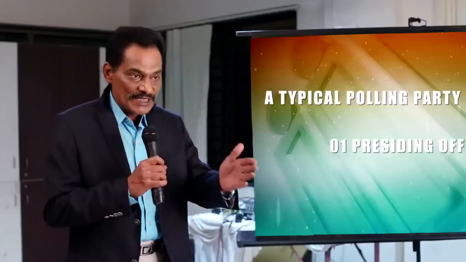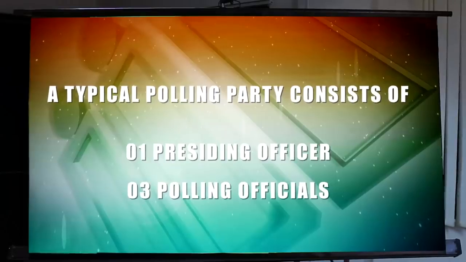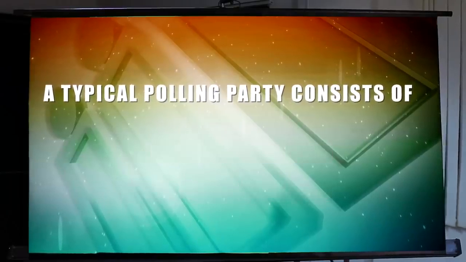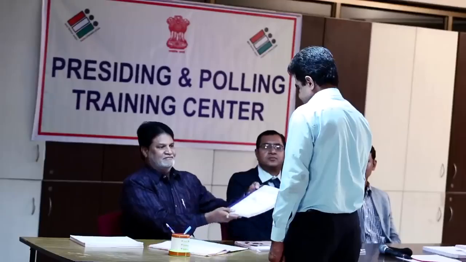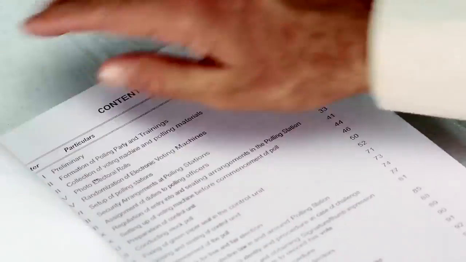He now knows that a typical polling party consists of 1 presiding officer and 3 polling officials. For simultaneous elections for Legislative Assembly and the House of the People, the number of polling officials becomes 5. He needs to read all important pamphlets and booklets.